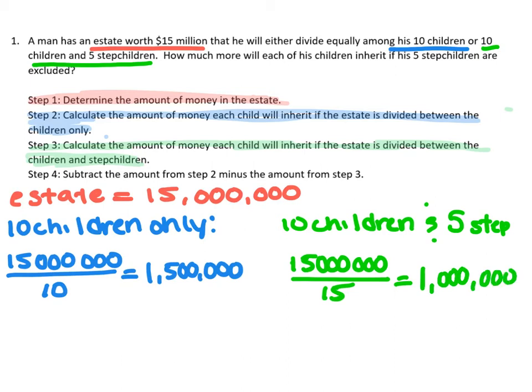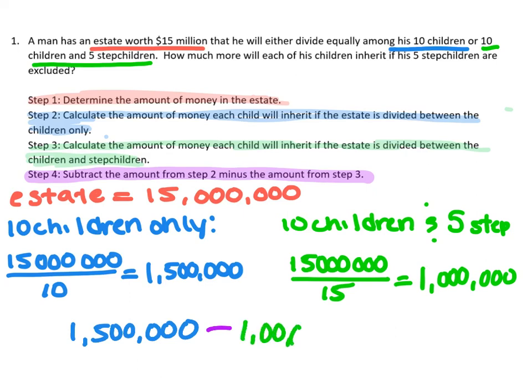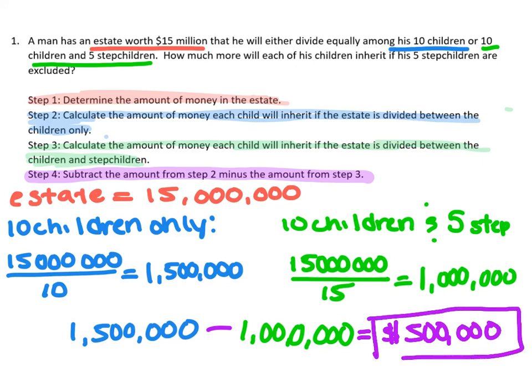Now the last step we have here says that you're going to subtract the amount from step 2 minus the amount from step 3. So if I were to do this from step 2, each child would inherit 1,500,000 minus the amount from step 3, which is 1 million. And if I did this calculation with my calculator, I would get $500,000, which is my final answer.